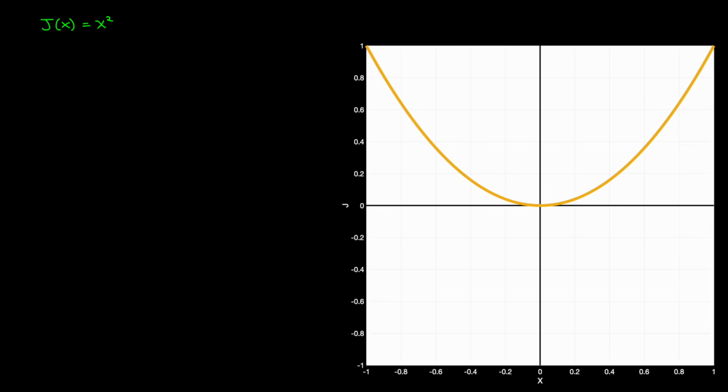Let's look at an optimization problem with an objective function J of x equals x squared, which is plotted over here on this graph. And the question is, what value of x produces the minimum J? And obviously, looking at this graph, it's x equals 0. But what we want to know is, how can we determine this mathematically?